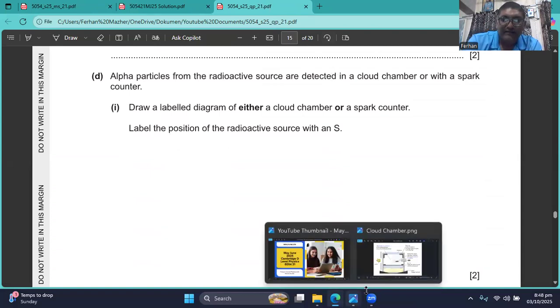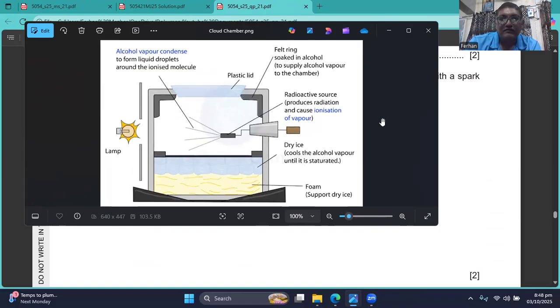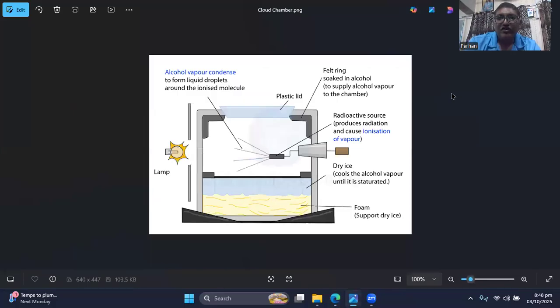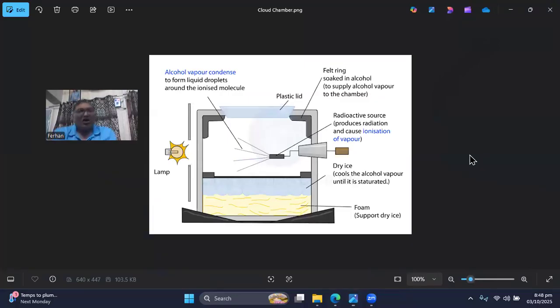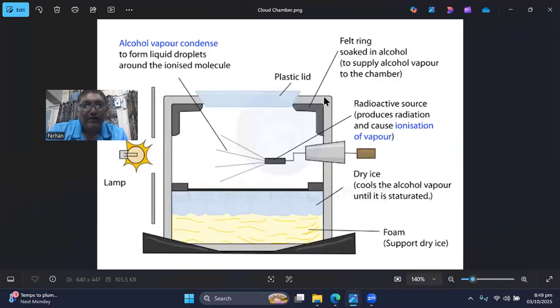So I have taken this photo, and let me show you this. So let me bring this down. Size. So my dear students, this is the basic diagram of a cloud chamber. We can increase its size so you can see. Can I increase the size? Okay. Increase, what will happen? I don't know.